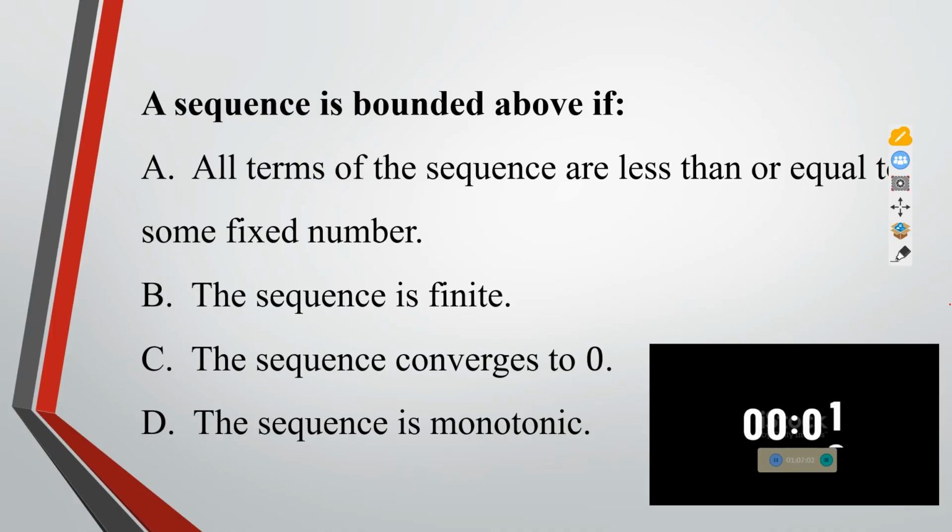A sequence is bounded above if all terms of the sequence are less or equal to some fixed number. This is very true. The sequence is finite, not necessarily. So all terms of the sequence are less or equal to some fixed number. So for that case, you will be able to say your sequence is bounded above. Okay, so let us look at the next question.